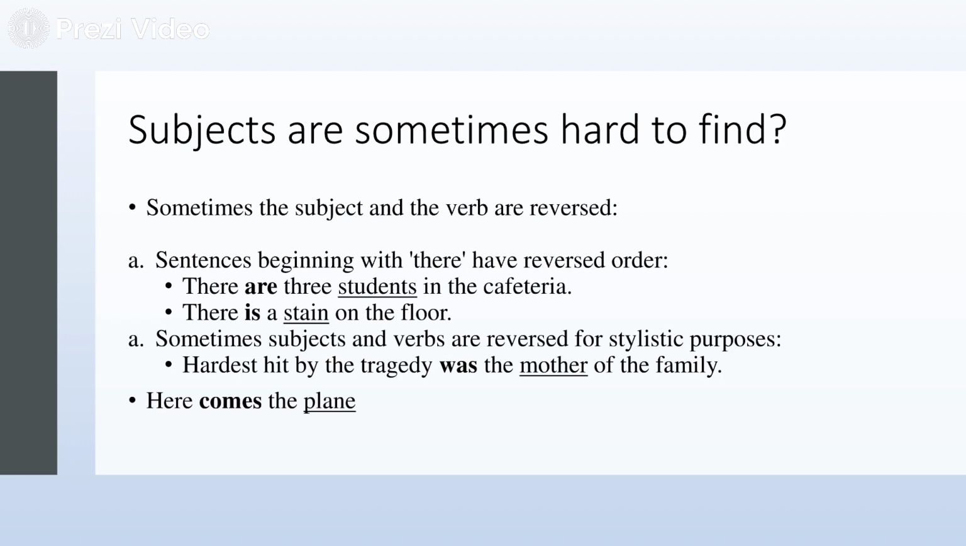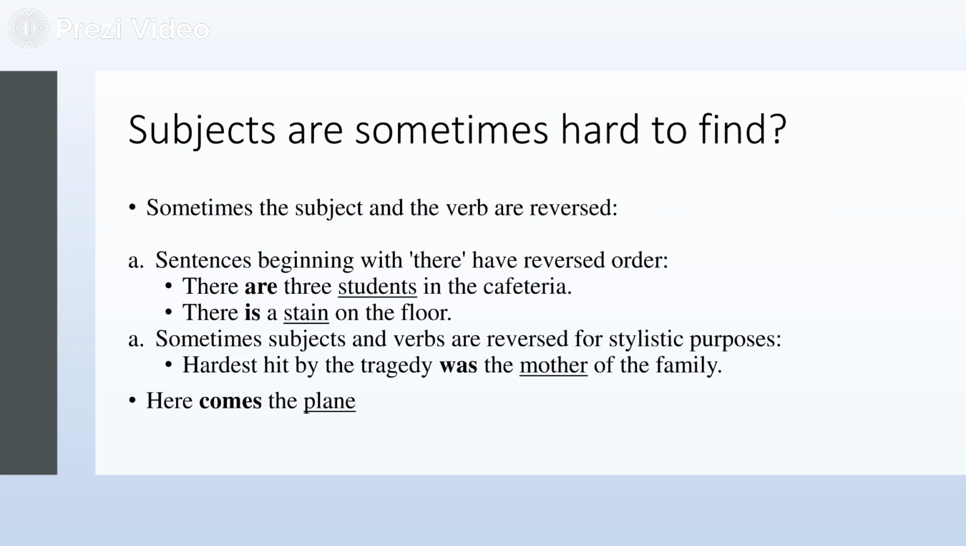So when you're doing agreement, you need to look to what is there referring, what is the verb referring to? Well, the students. So students are, not students is. So there are 3 students in the cafeteria, and that agrees. There is a stain on the floor. So the stain is singular, so the verb is singular. And there again is a subject filler.